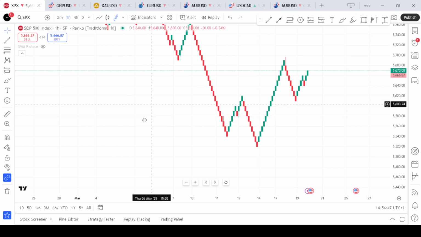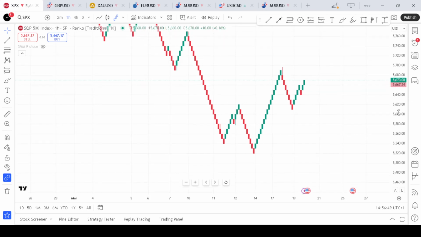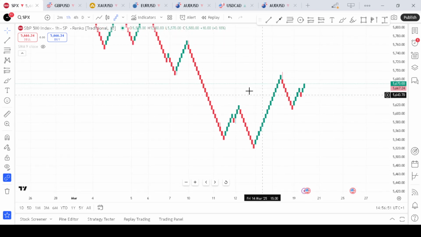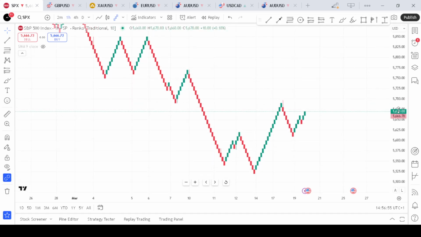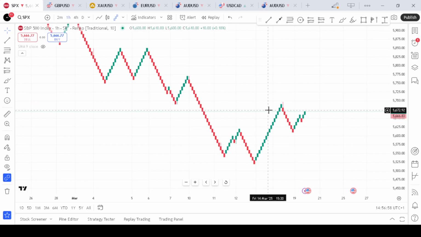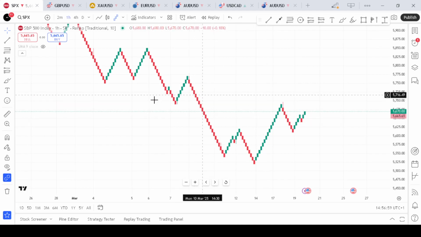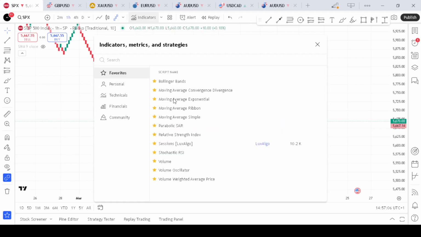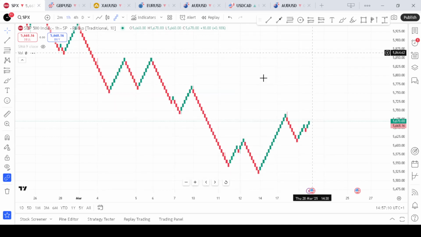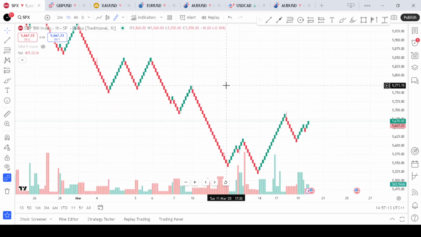If you can remember, the Elite Renko strategy combines three core components: the brick size selection, the trend confirmation, and volume analysis. So these are basically what we need for the strategy. Let's break this down systematically.